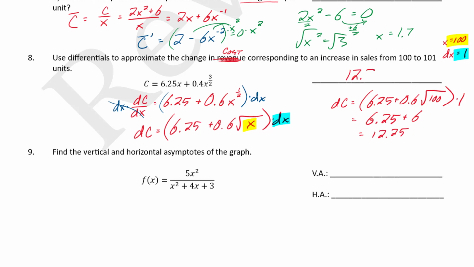So apparently my cost for this change from 100 to 101 units would be approximately an increase by $12.25, utilizing this differential as a way to figure out that approximation.